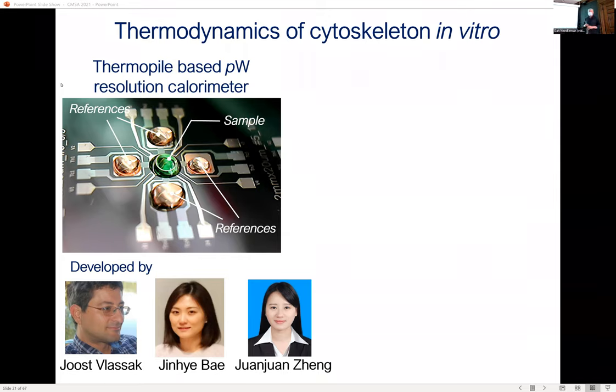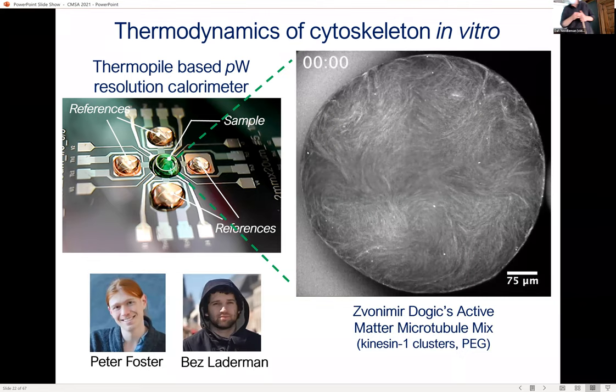This actually has many, many applications, and I think there are really interesting, exciting applications for it in a more in vivo context. It is sensitive enough that one should be able to measure heat output of individual embryos, or perhaps even individual tissue culture cells. But right now, I'm going to just talk about applying this instrument to an in vitro sample of microtubules and molecular motors, to try to learn something from that. That side of things was done by Peter Foster and Bezia Lederman, both of whom were graduate students in my group. Peter is now a physics of living systems fellow at MIT, and Bezia is now a postdoc at Princeton.